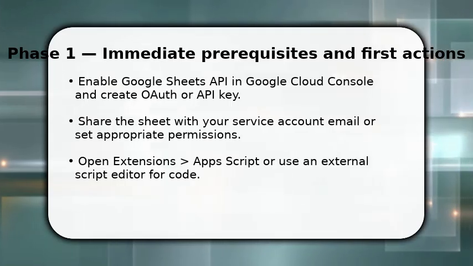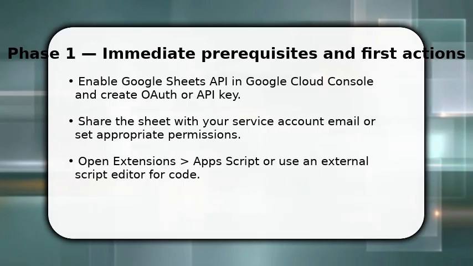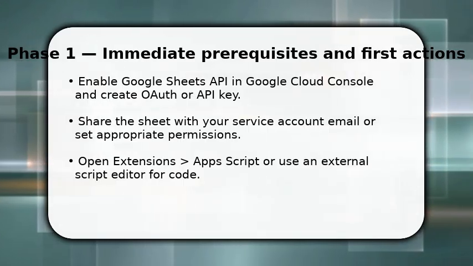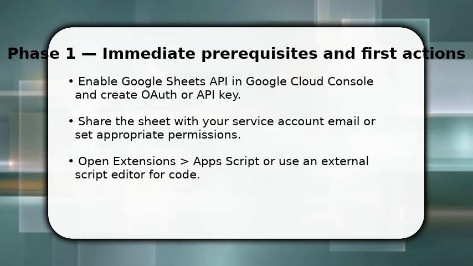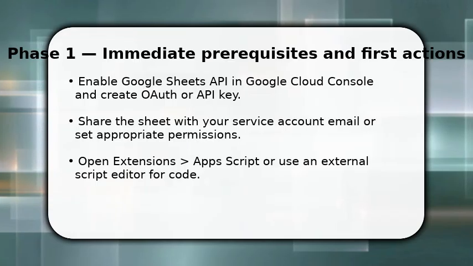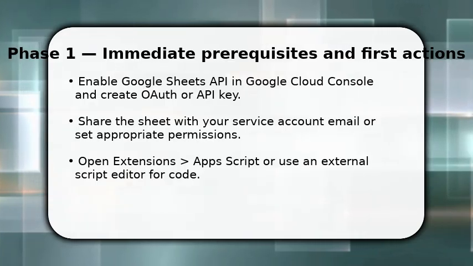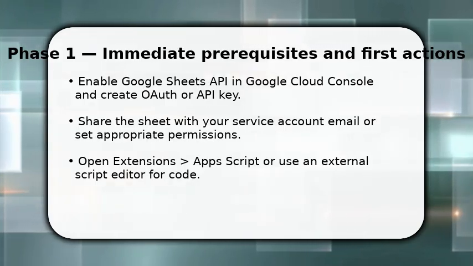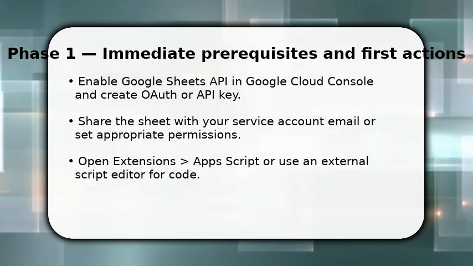You start by getting credentials and a ready sheet. Create a Google Cloud project, enable the Sheets API, and generate OAuth client ID or API key. Name it clearly. Once done, create a service account if automation is needed, then share your spreadsheet with that service account email so requests succeed.